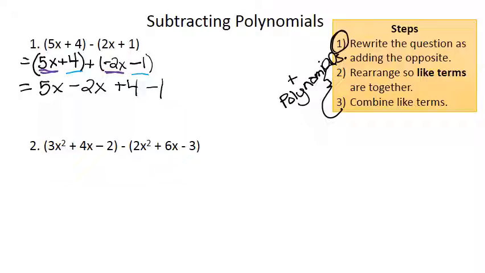Now we've rewritten it so that we have all our like terms together, and we do step 3 to combine like terms. So we have 5x minus 2x would give me 3x, plus 4 minus 1 would give me 3. So this really gives us 3x plus 3.